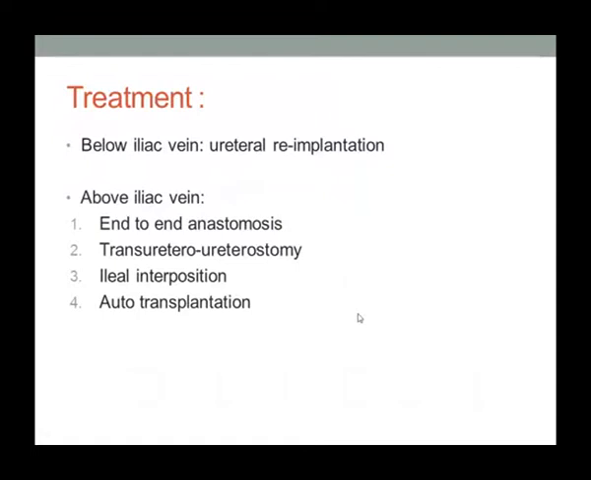So treatment depends upon the lesion, where the trauma is. If it is below the iliac vessel, then ureteric reimplantation into the bladder is one of the important options. If it is above the iliac vessel, then you can do different treatment options, like end-to-end anastomosis, transureteroureterostomy, ileal interposition, or autotransplantation.